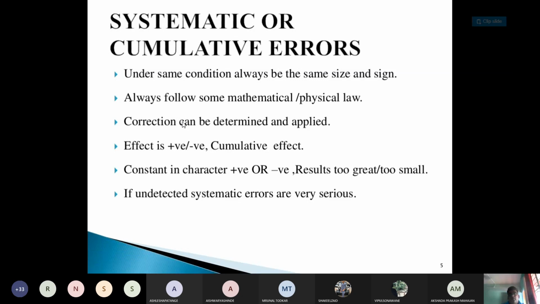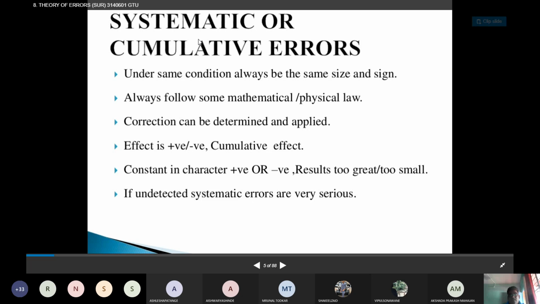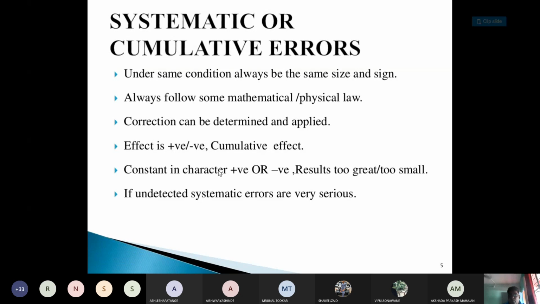Then the effect is that you have to observe whether the error is positive or negative. Such types of errors you have to observe under the systematic type of errors, and most of the computations are carried out under this category, that is, systematic error. Then it may be positive or negative. If the error is positive, then that is how it is corrected: it would be subtracted.